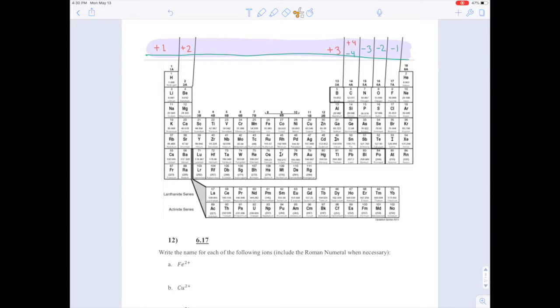In Chapter 6, questions 6 and 7, we saw that different columns or groups on the periodic table have unique charges. The elements in those columns or groups have unique charges when they become ions. So anything in group 1A gets a +1 charge, anything in group 2A gets a +2 charge, 3A +3, and so on.